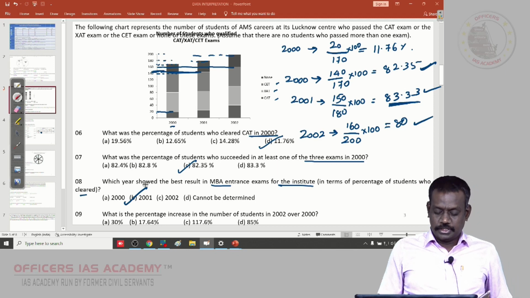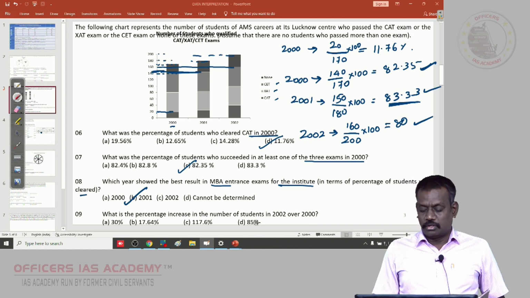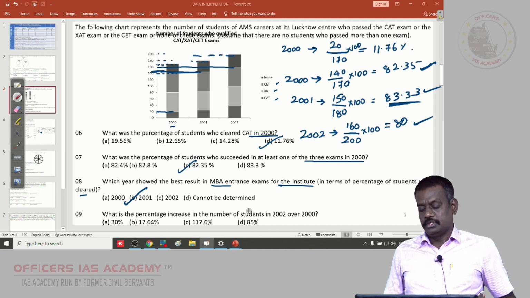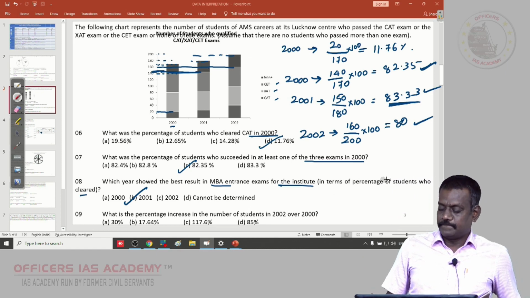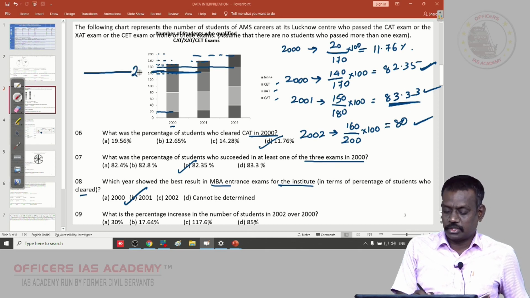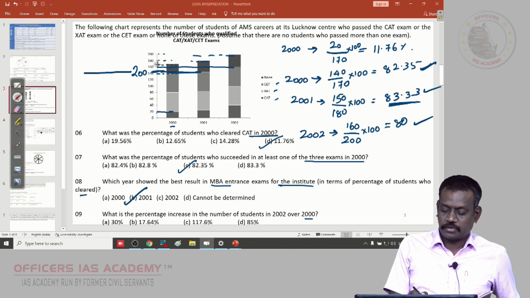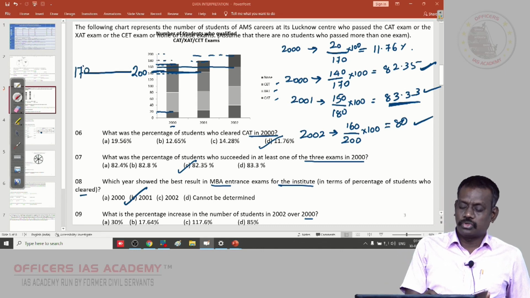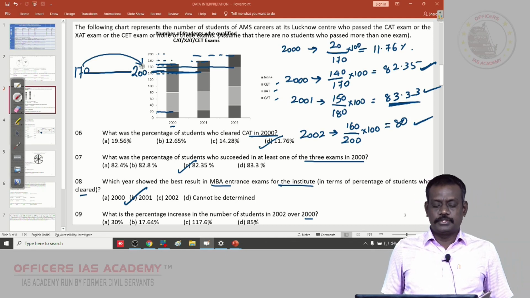Understood? And next, what is the percentage increase in the number of students in 2002 over 2000? So in 2002 the number of students was 200, and in 2000 it was only 170. So from 170 it has increased to 200. Just find the percentage increase.